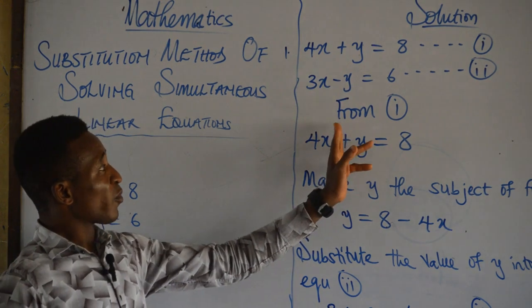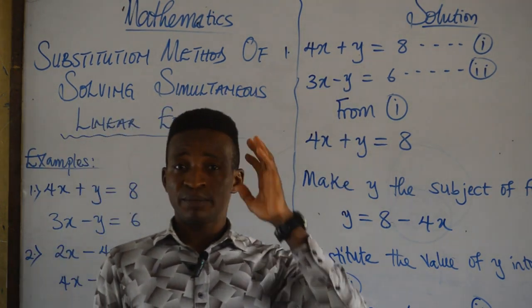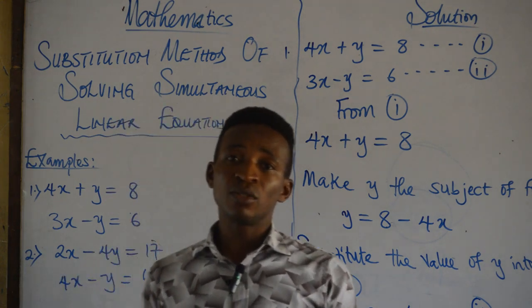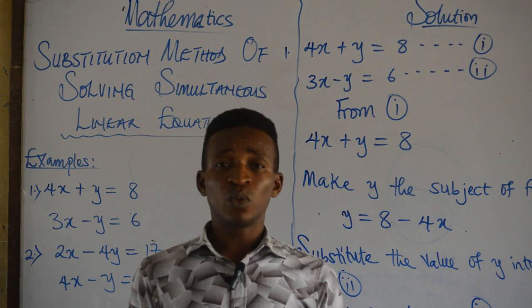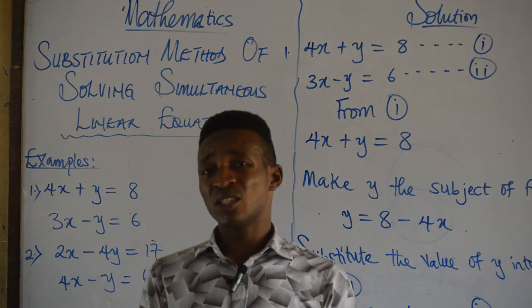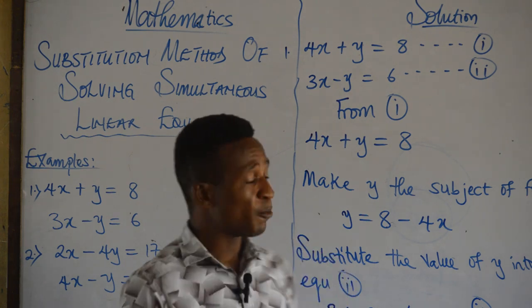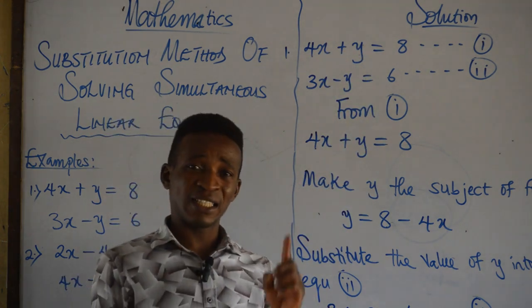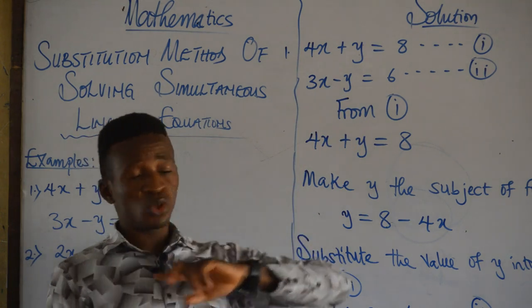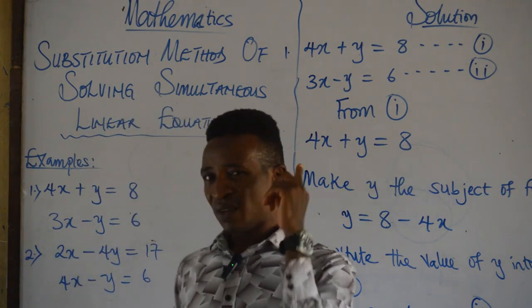Now in this case, I told you before you start, look at all the values you have in that question, both equation 1 and equation 2. Which of the values has the coefficient of 1? Here our equation 1 has the variable y as 1, and equation 2 also has the variable y as 1.